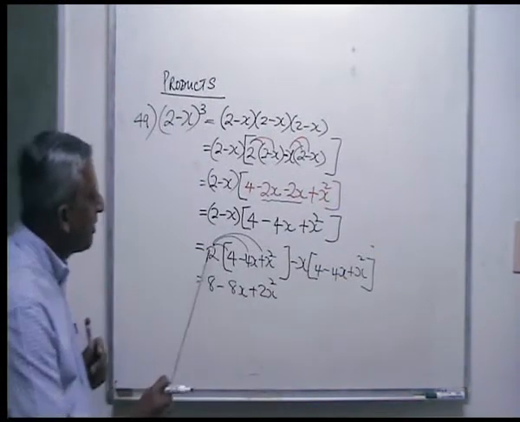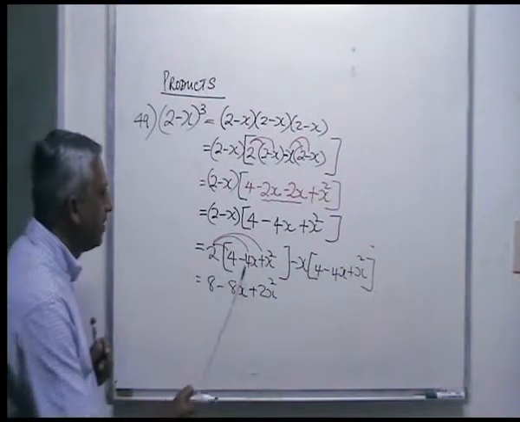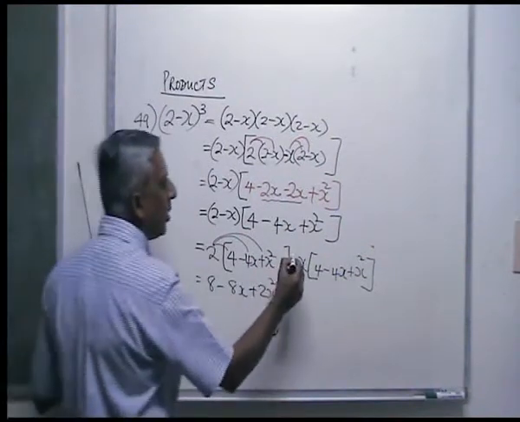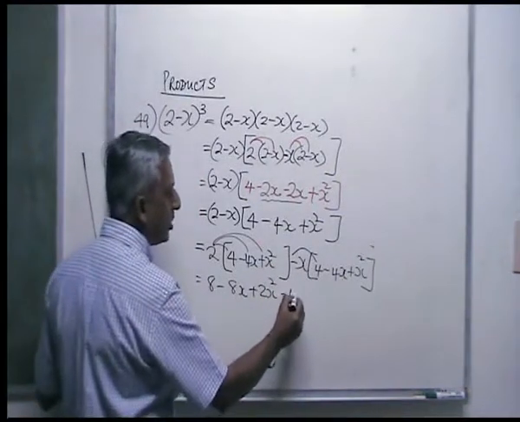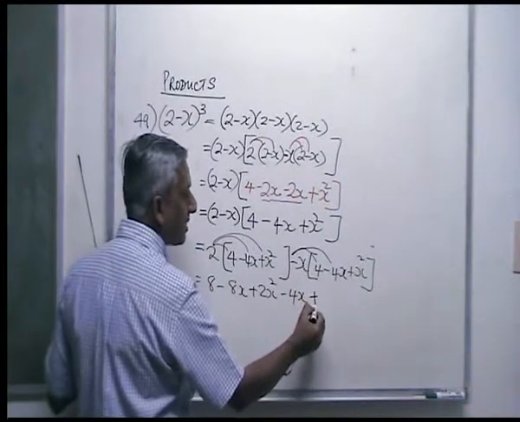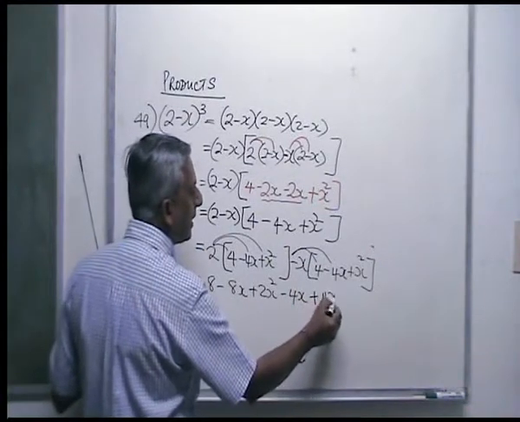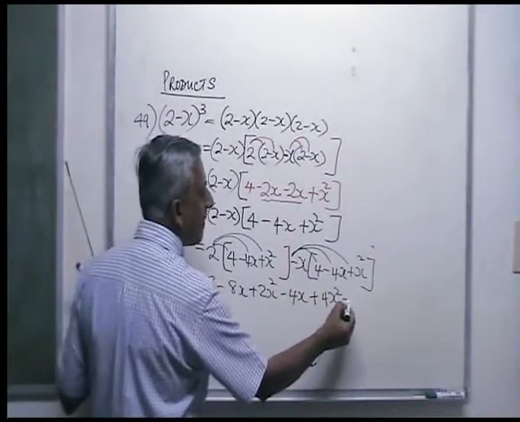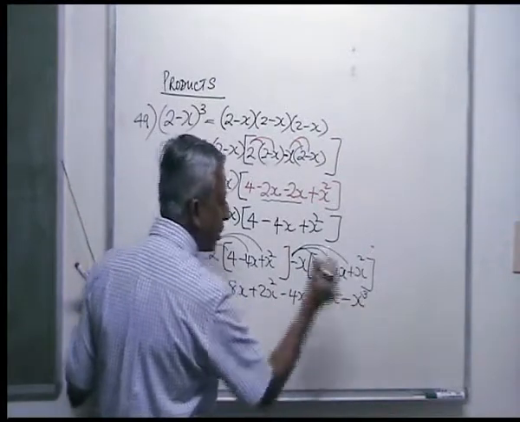You don't have to do these marks, but they help your eyes and your mind to focus, so you know exactly what you're doing. Minus x times 4 gives you minus 4x. Minus times minus gives you plus 4x squared. Minus times plus gives you minus x cubed.